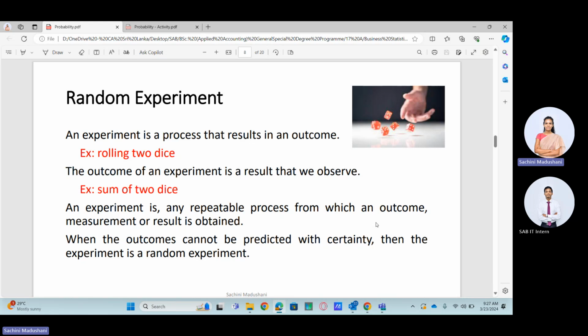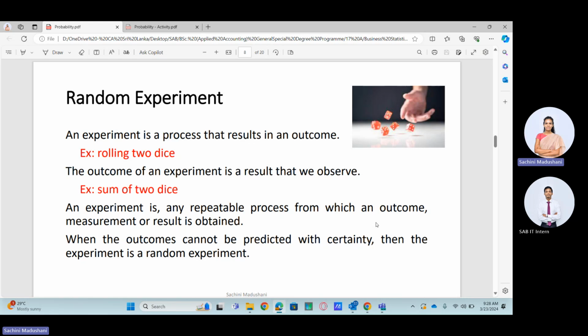Before tossing a coin, we know we can get a head or tail. Only after the toss can we identify which outcome we got. Understood? That is what we call a random experiment. When the outcomes cannot be predicted with certainty, we call the experiment a random experiment. We already know the total outcomes, but we cannot predict the outcome with certainty.